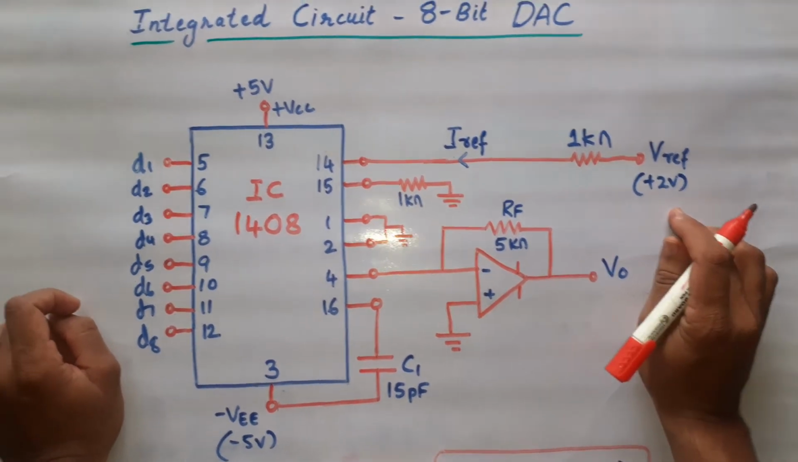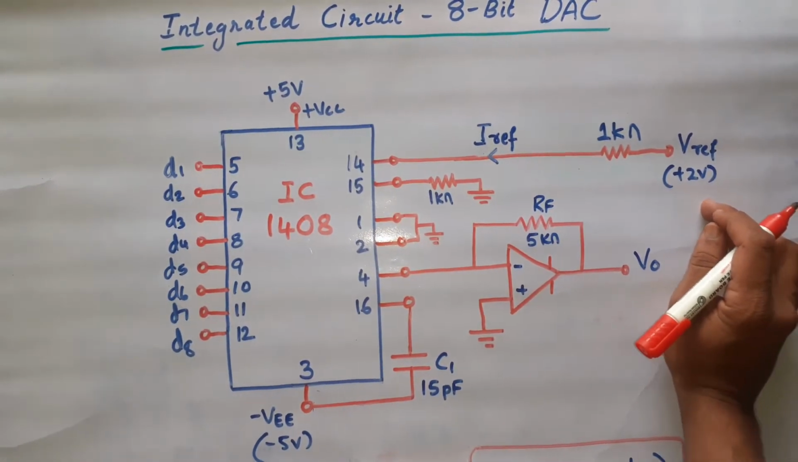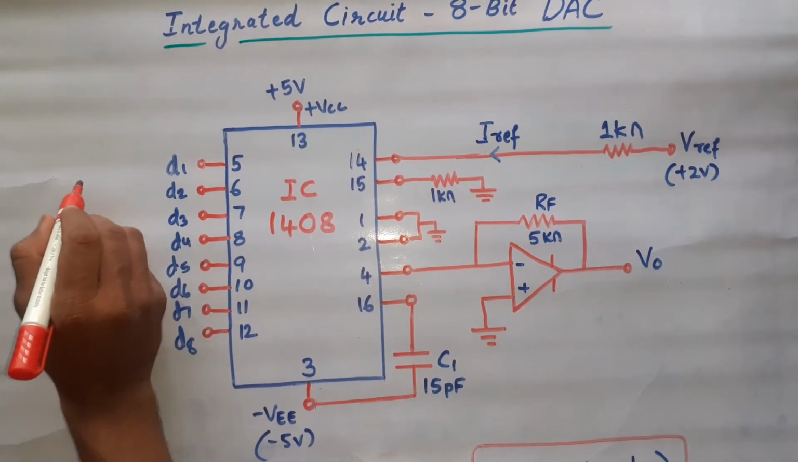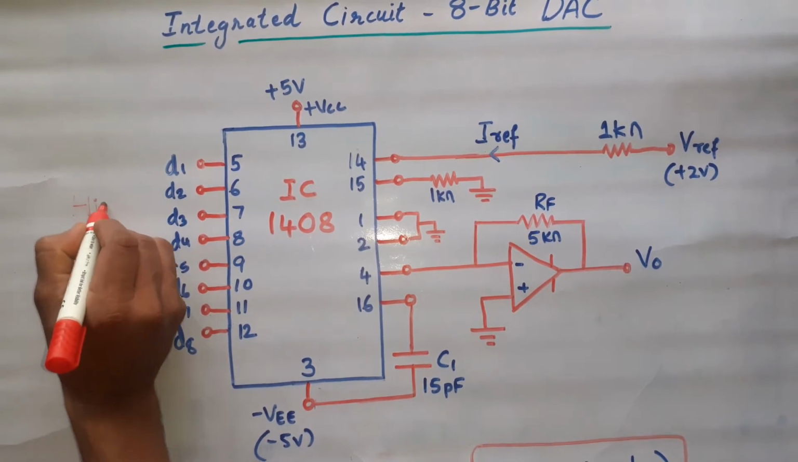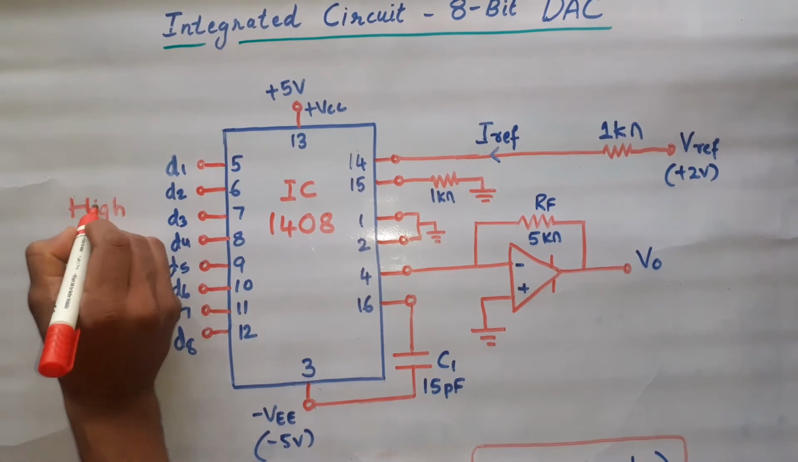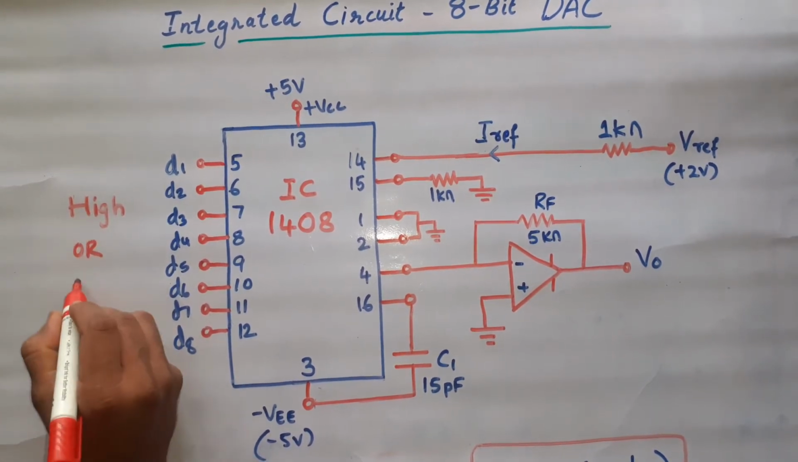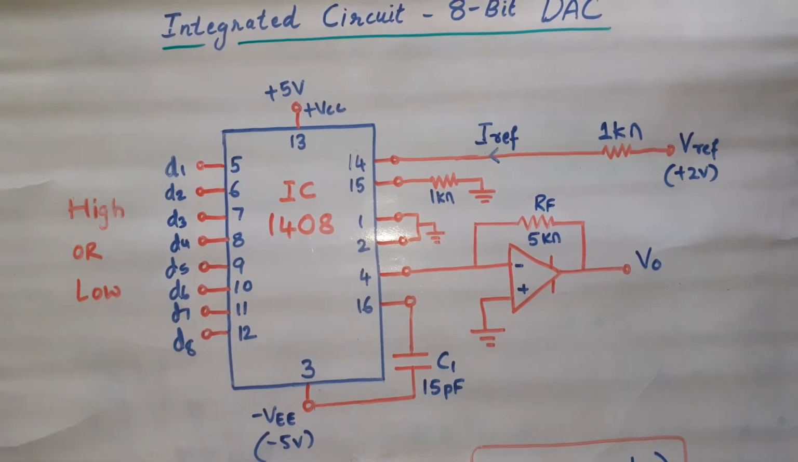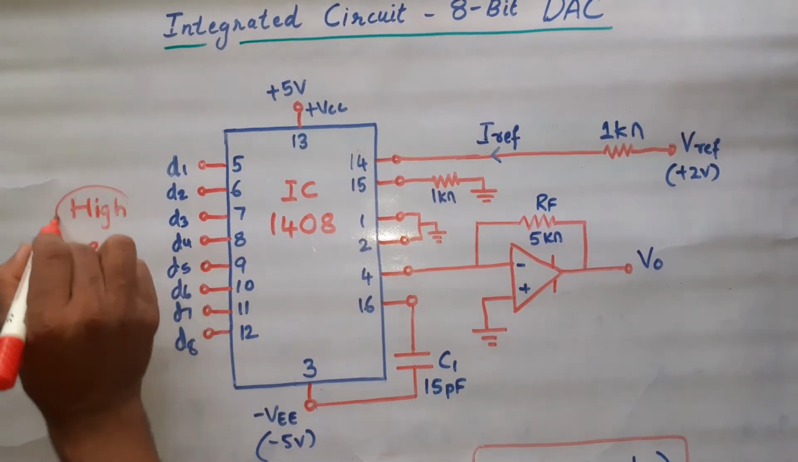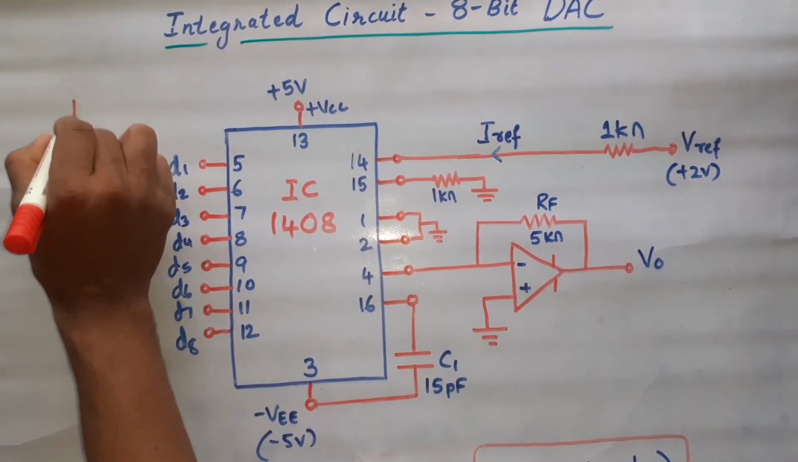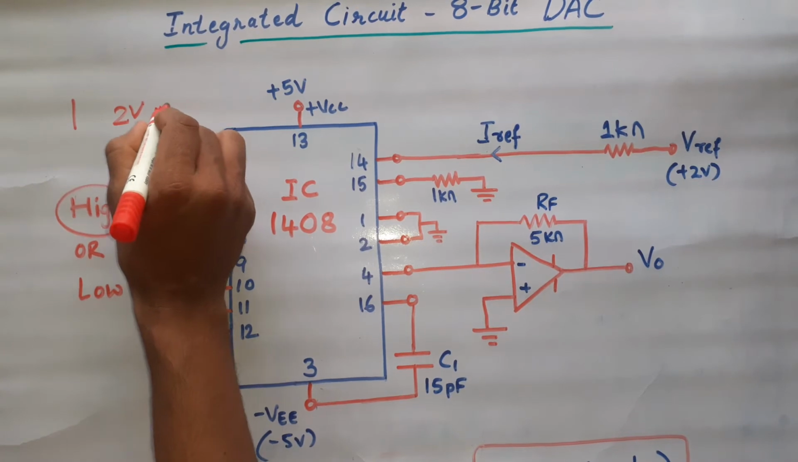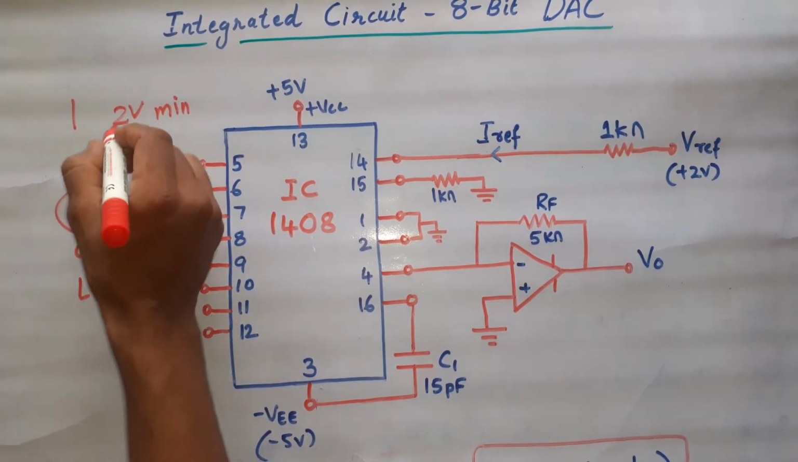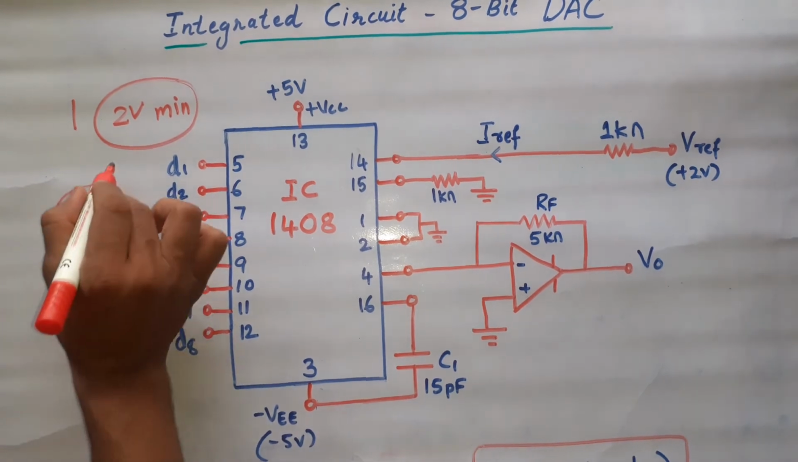the digital input, we consider this digital input either high or low, isn't it? The digital input can either be high or low, means 1 or 0, right? For it to be considered as high, means for it to be considered as 1, a minimum voltage required is 2 volt. Minimum 2 volt is required for it to be considered as high.